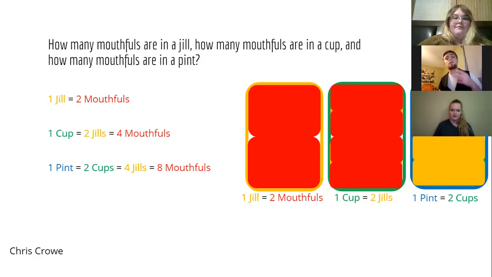So you have to notice they're all being doubled in some way. Because if you have one jill and you need another jill to make another cup, then you need double the amount of mouthfuls you originally had, so on and so forth. It's all just doubling itself up in some form or fashion until it gets to the next unit of measurement.